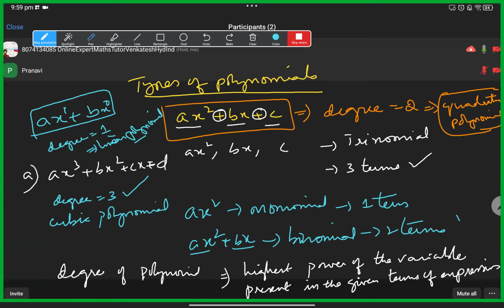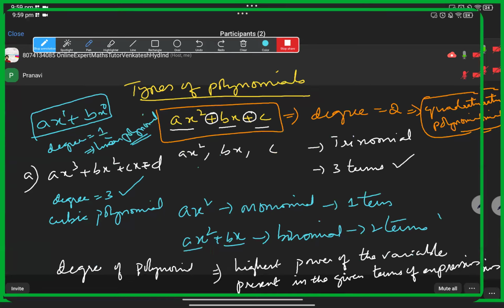That is the reason why in the linear equations chapter, we have x power 1, y power 1, and we call it a linear equation in 2 variables. We call it linear because x is power 1 only, y is power 1 only, the degree is 1. Okay, Pranavi? Yes, sir, I understood.